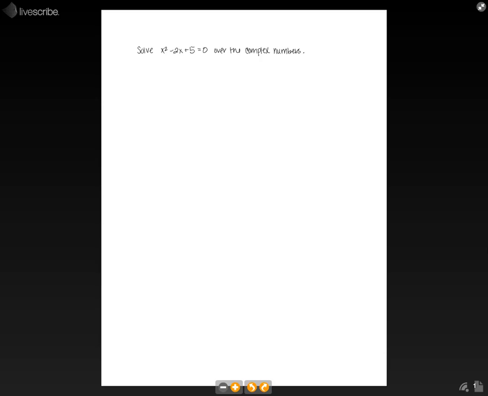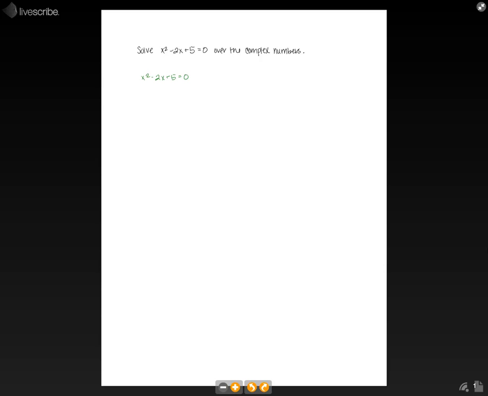In this pencast, we're going to be solving quadratic equations in the complex number system. This problem says solve x squared minus 2x plus 5 equals 0 over the complex numbers. Alright, so if we had x squared minus 2x plus 5 equals 0, the first thing we would probably try to do would be to factor that equation.